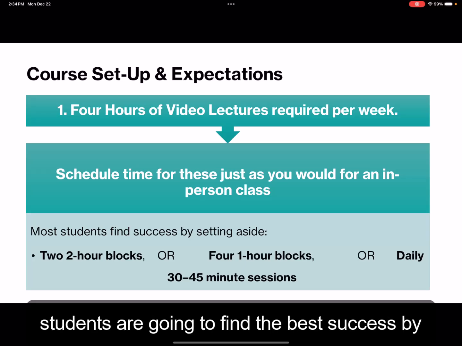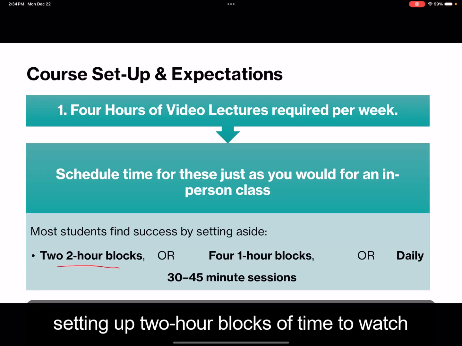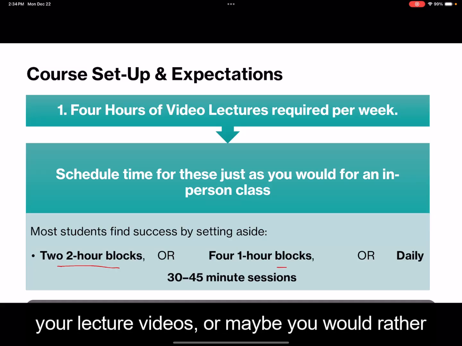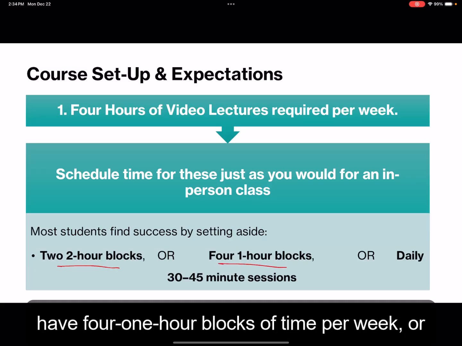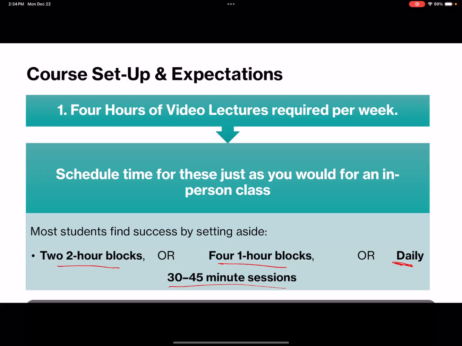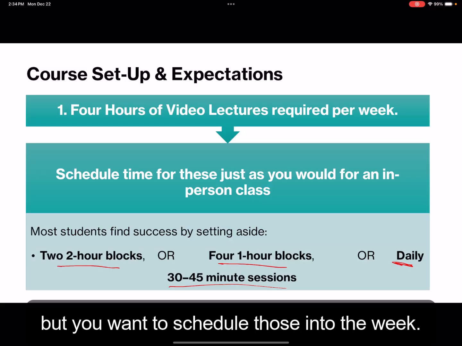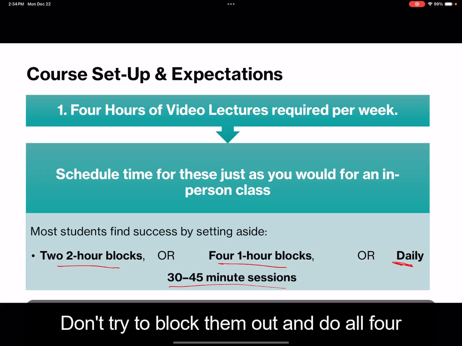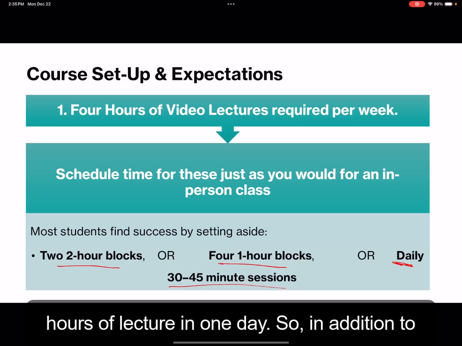Most students are going to find the best success by setting up 2 2-hour blocks of time to watch your lecture videos, or maybe you would rather have 4 1-hour blocks of time per week. Or you could even choose daily 30 to 45 minute sessions, right? But you want to schedule those into the week. Don't try to block them out and do all 4 hours of lecture in one day.